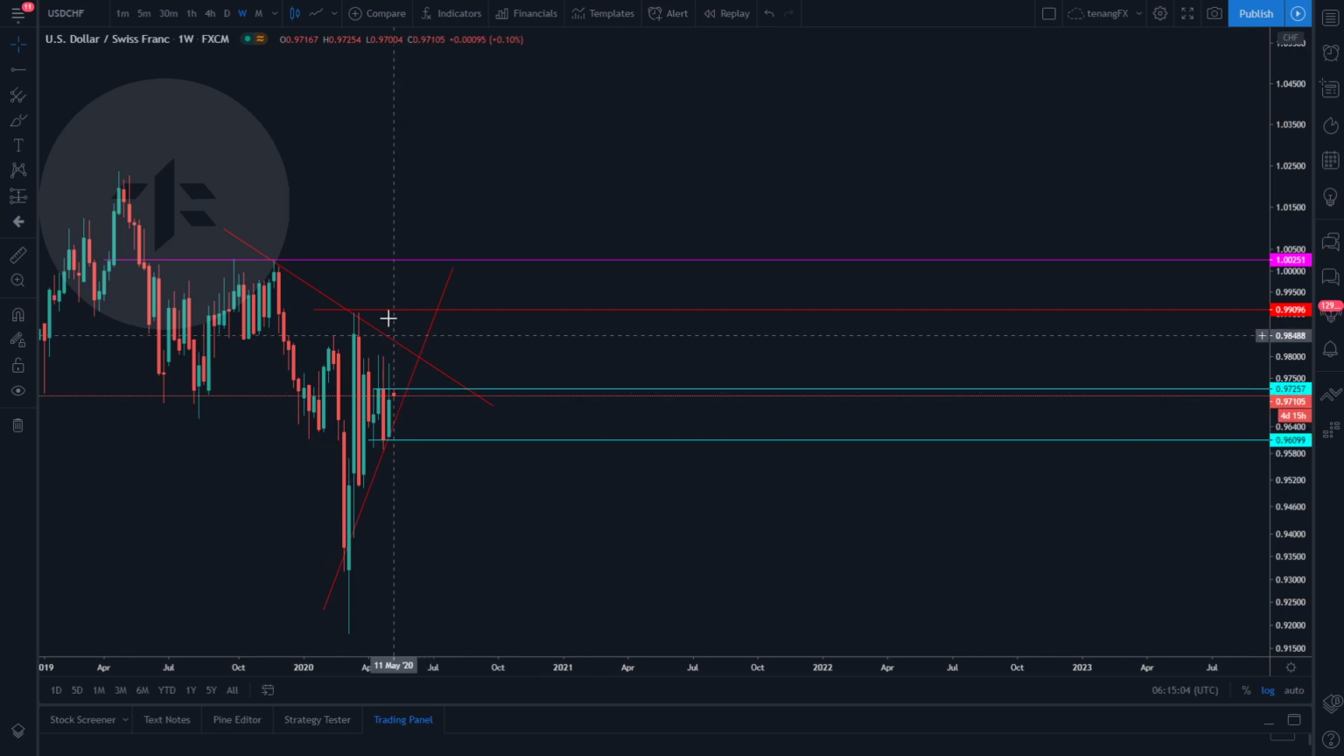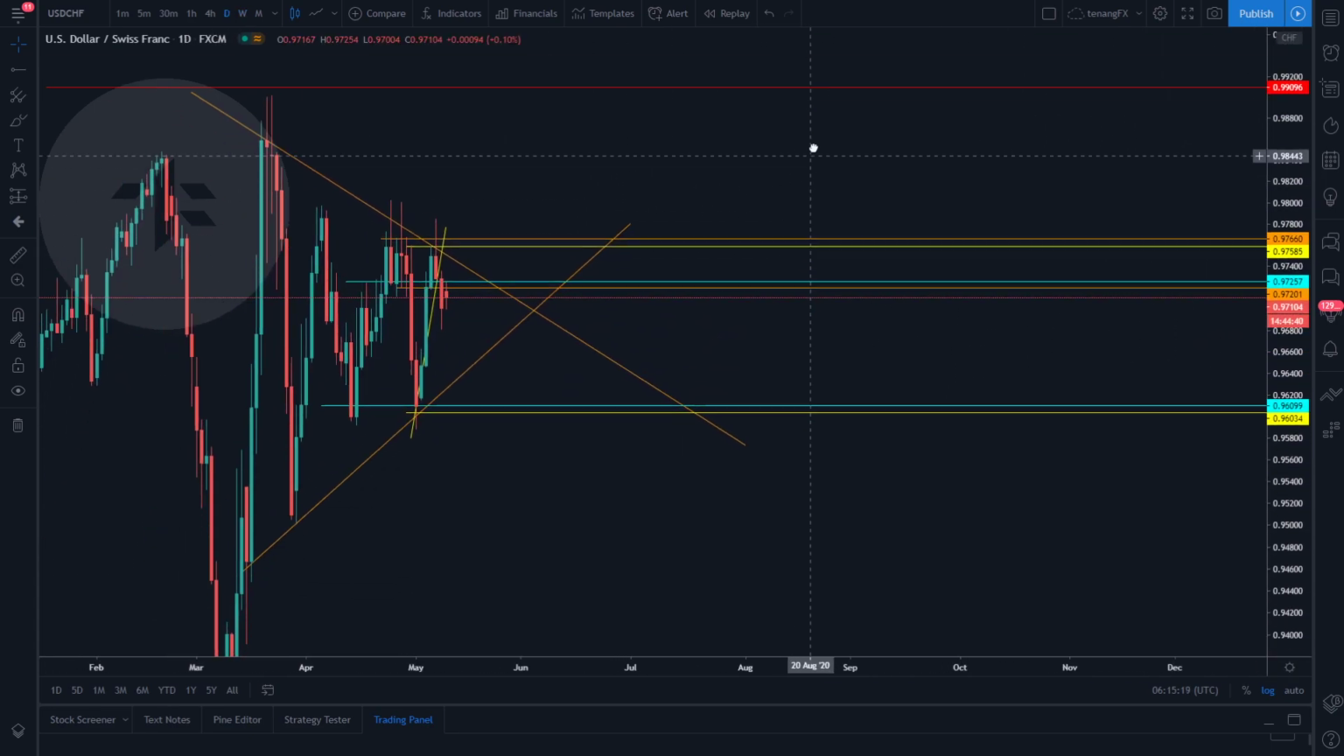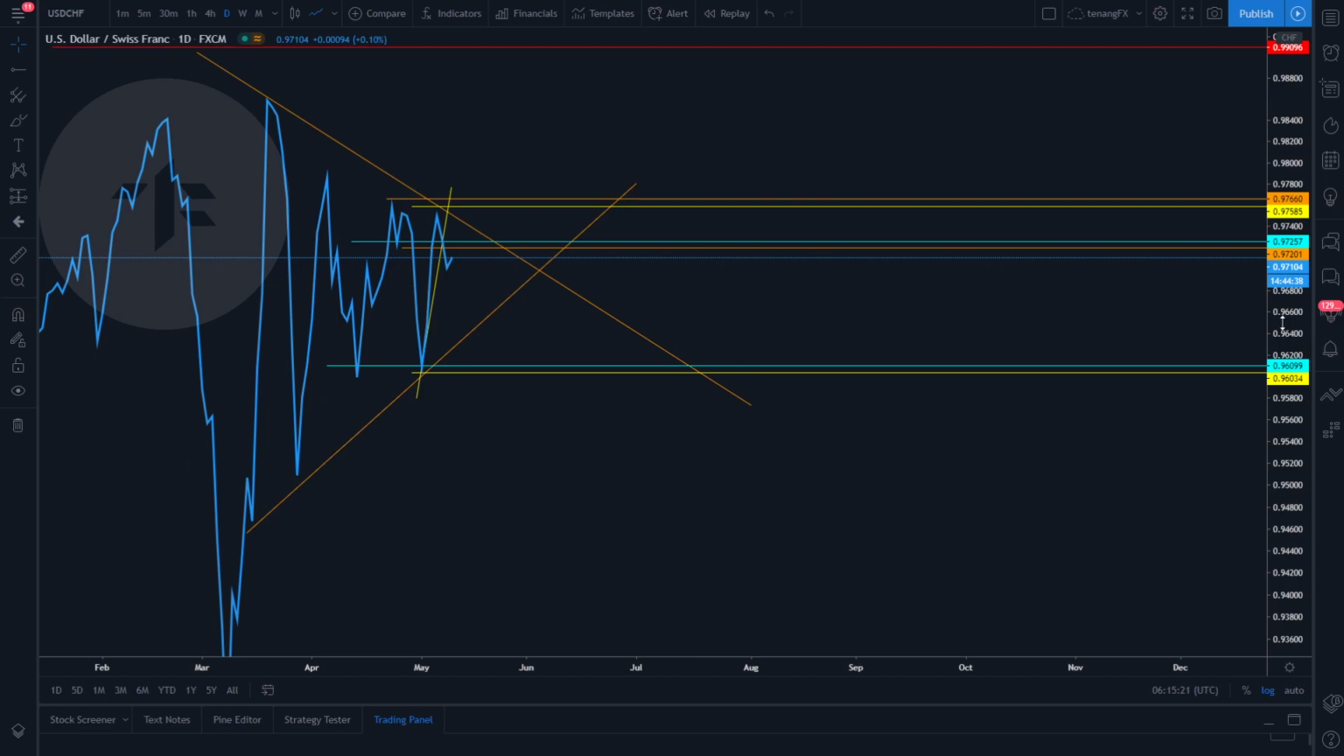So weekly our bias is still buy, but selling for lower time frame for retracement has already started. In fact, it has already showed the sign. Okay, so let's go to daily. Alright, what do we have on daily?